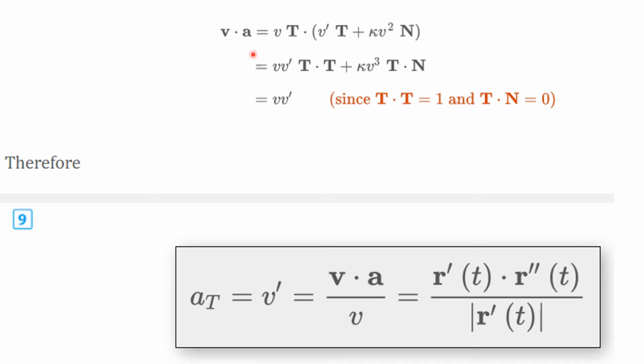And so that means that if I were to divide both sides by v, I would have that v prime is equal to v dot a over v. And writing that in terms of r double prime and the magnitudes gives me this equation, a useful equation for the tangential component.